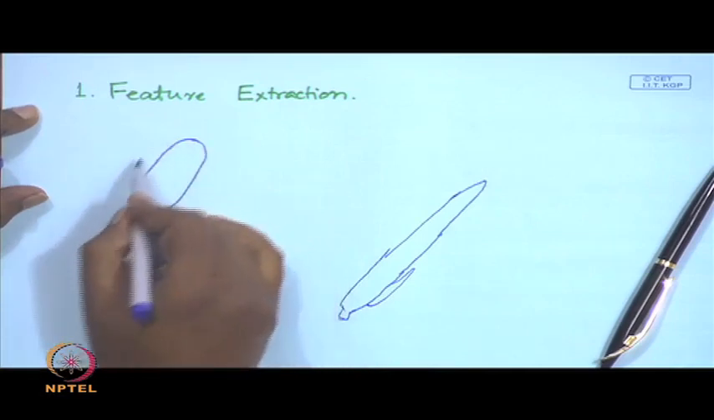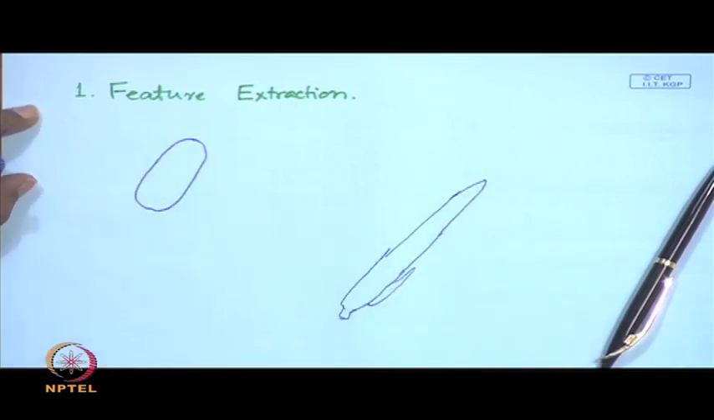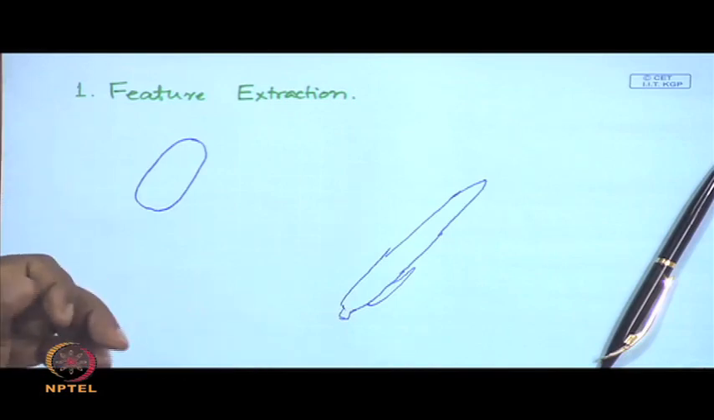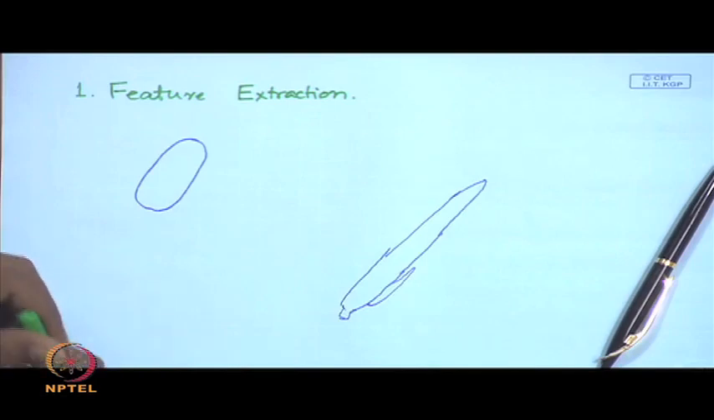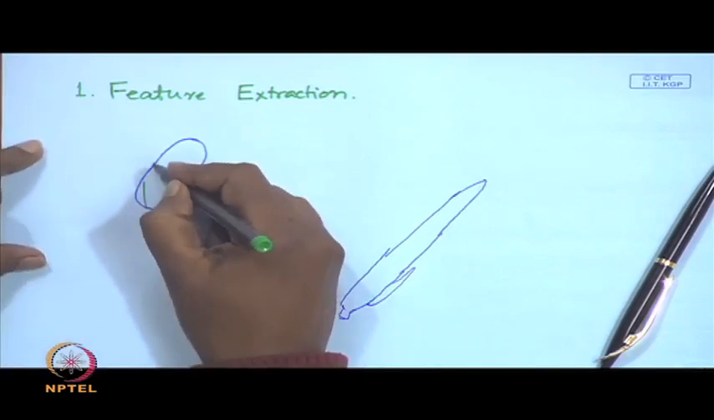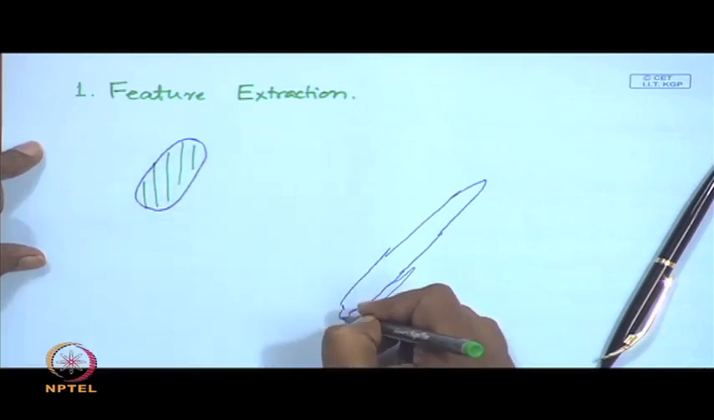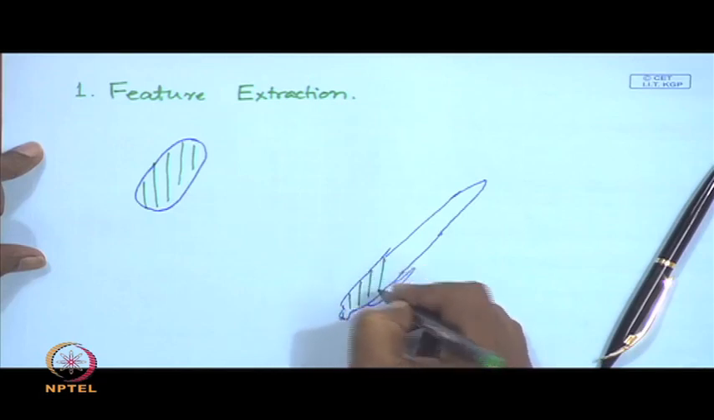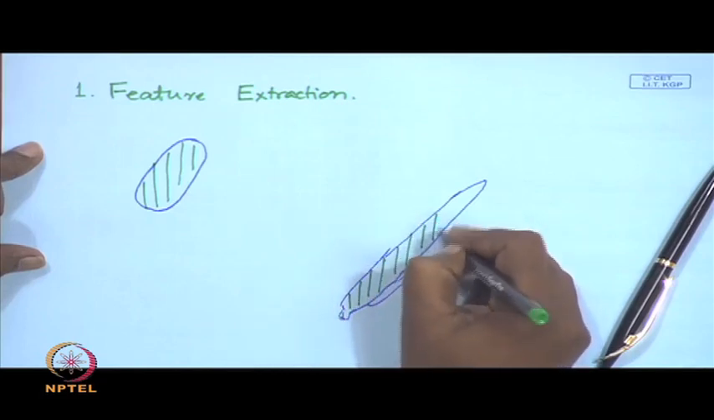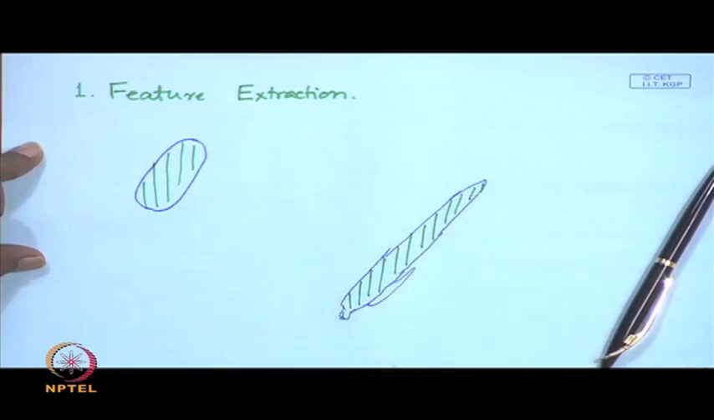So, you find that there is a clear difference in the boundary. So, I can have the features which are derived, which are extracted from the boundary. Not only the boundary, both these objects have a region which is bounded by the boundary. So, this is the bounding region of the USB drive, and this is the bounding region of the pen. So, I can have features from these bounding regions also.